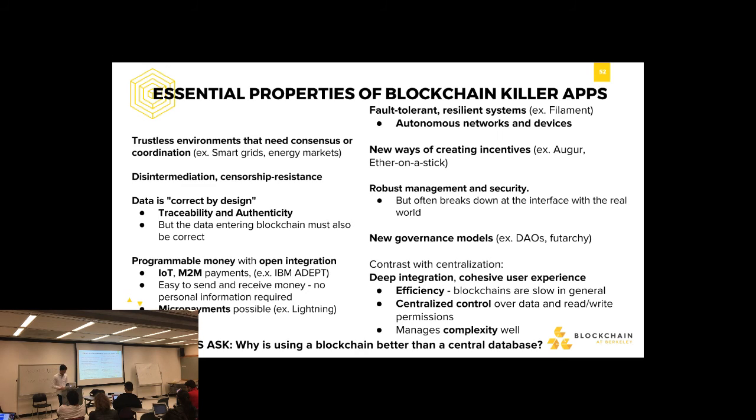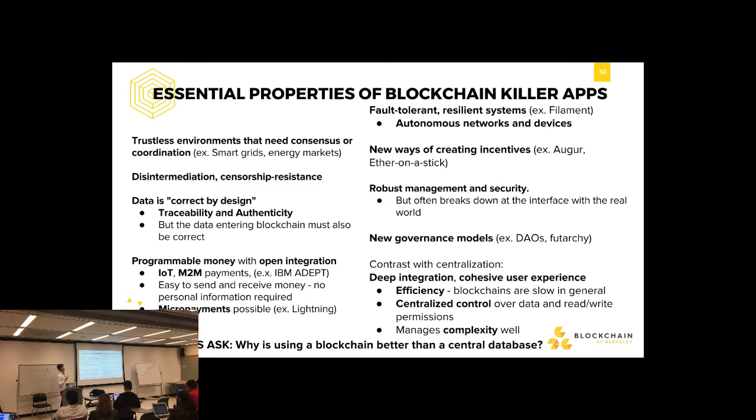So I'm just going to conclude with this slide. These are basically the essential properties of blockchain killer apps. I tried my best to summarize the key points, the oases in this desert of use cases where blockchain tends to shine. So: trustless environments that need consensus or coordination. You can think Ether on a stick, the crowdfunding platform, the smart grids that need to come to consensus. Disintermediation and censorship resistance, like getting around that utility company.